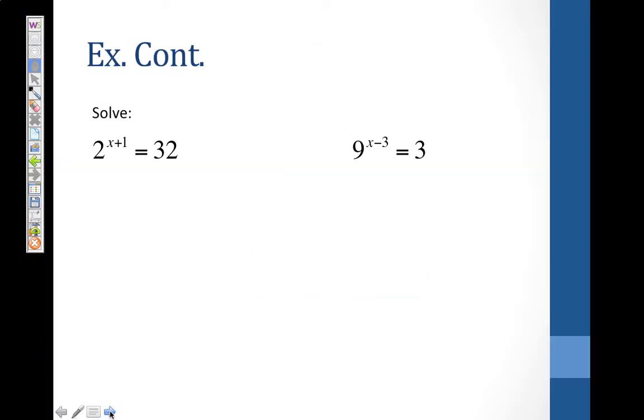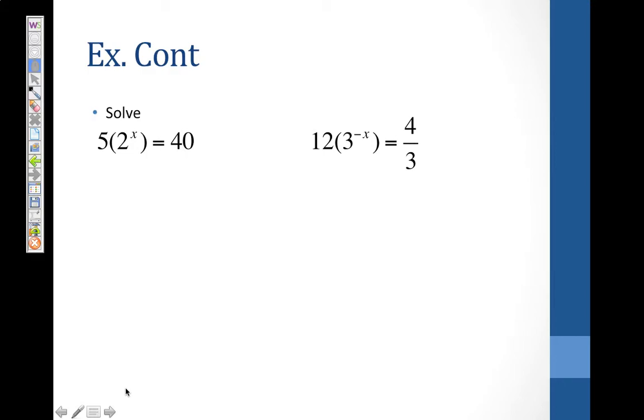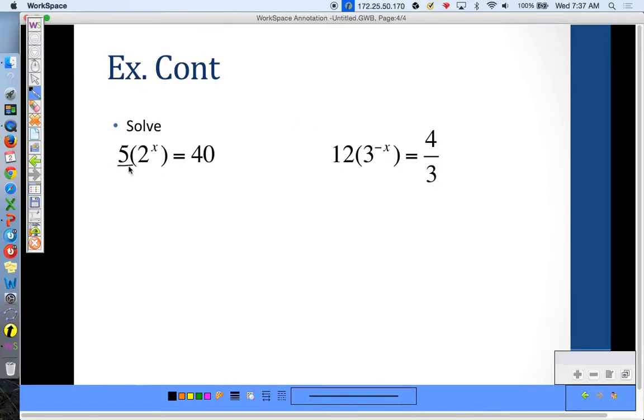So we looked at that one. Now we're going to take a look at this next one here. First thing we've got to do is get that exponent by itself. Divide by 5. So now we have 2 to the x equals 8. Well, 8 can be written with a base of 2. That's 2 cubed. So x has to equal 3.